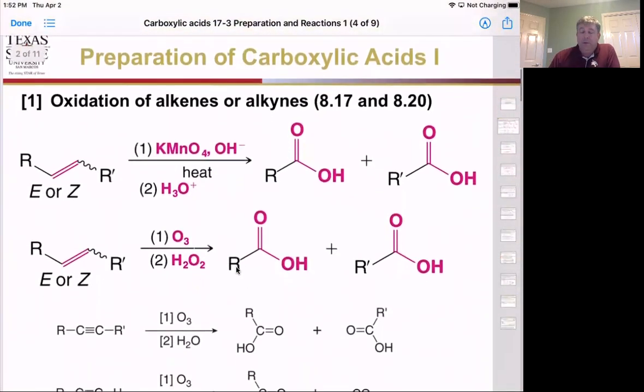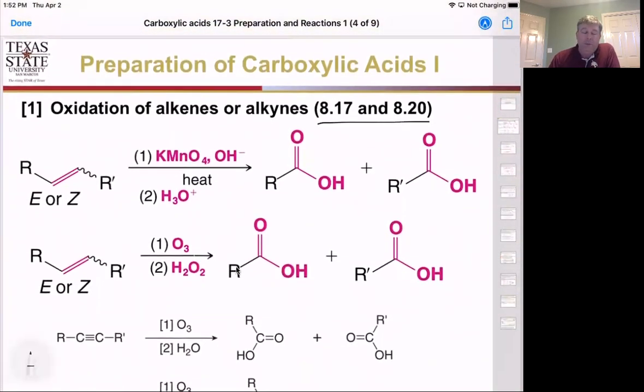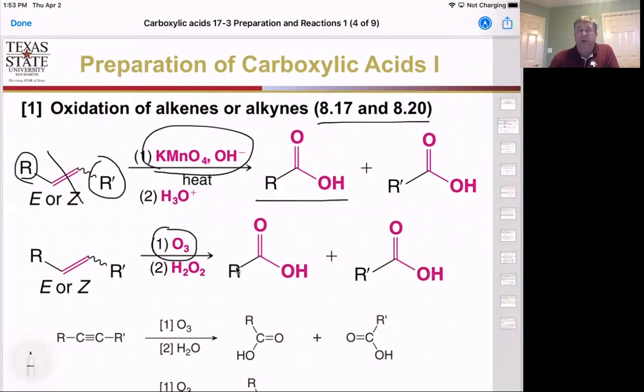already done. Back in chapter 8, we were able to take double bonds and cut them in half using permanganate or ozone to create carboxylic acids. If these two R groups are the same, it makes two equivalents of one kind of acid. If these two R groups are different, it makes two different carboxylic acids, and you have to separate them.